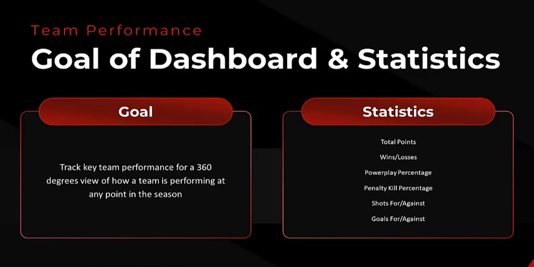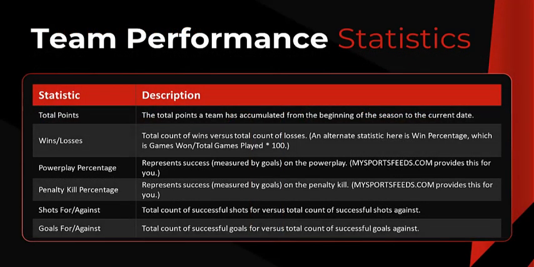These statistics can help you understand how a team is performing in different areas and identify strengths and weaknesses. Total points, wins and losses, power play percentage, penalty kill percentage, shots for and shots against, goals for, and goals against. Each of these can be described in more detail as follows. Total points. The total count of points from the beginning of the season to the latest point in the season.